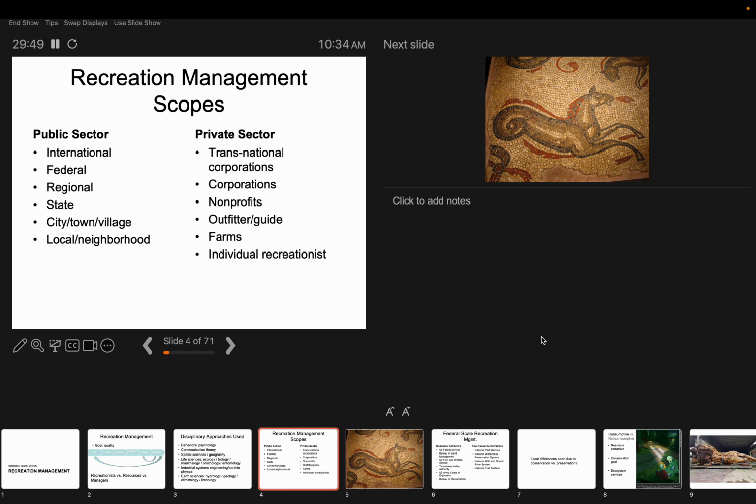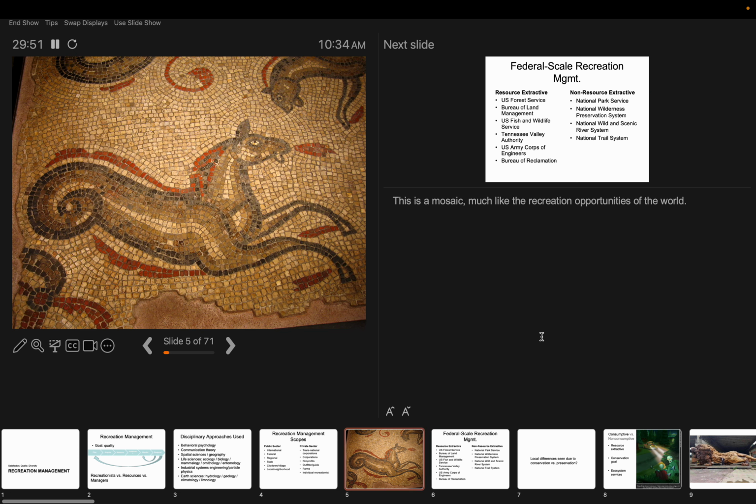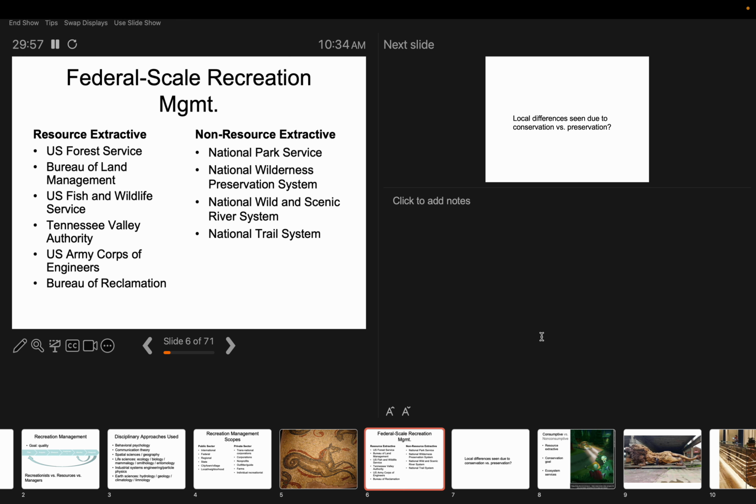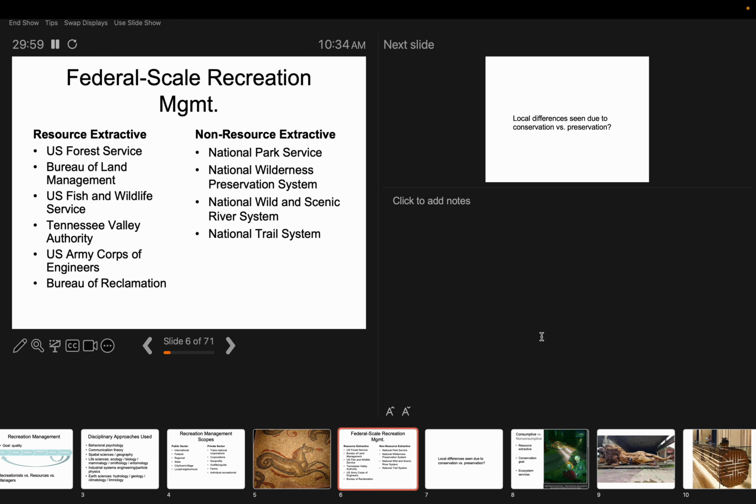Okay? So, all this to say, the mosaic is big and complex, with a lot of different moving parts. Just within the federal chunk of that previous slide, right? We can expand that one bullet point out into all of these and classify them further as resource extractive agencies and operations, and non-resource extractive.